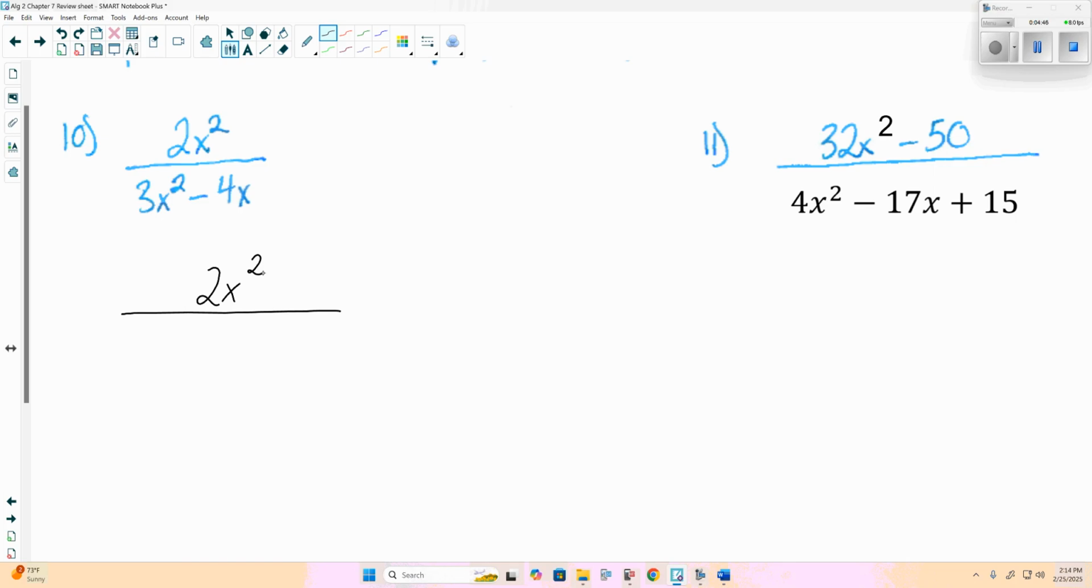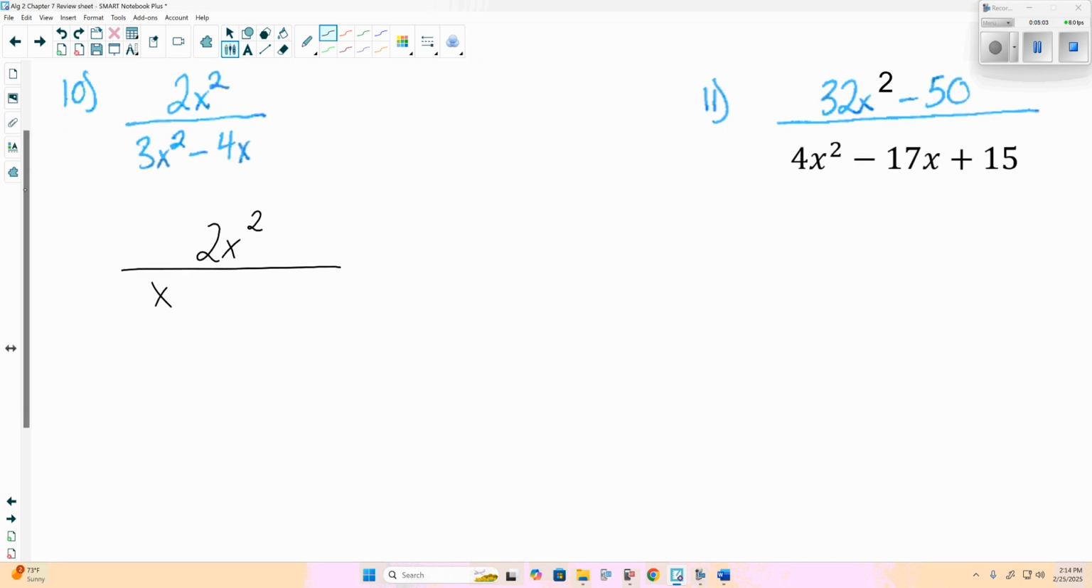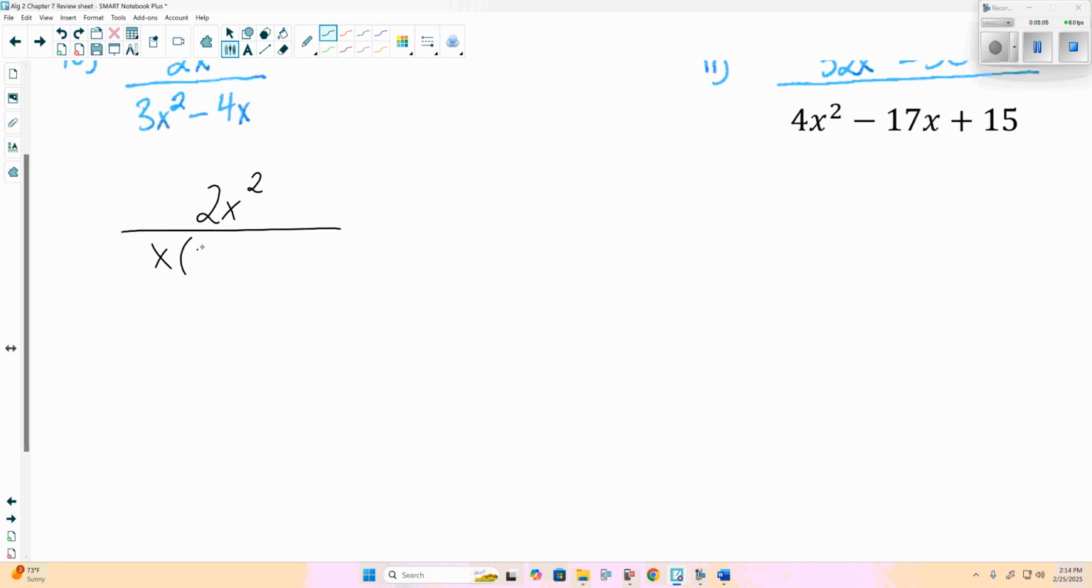On bottom, we have 3x squared minus 4x. Yes, whenever we're factoring, we look for a greatest common factor first. We need to look for the greatest common factor between the two terms, which is indeed x. 3x squared and 4x do have a common factor of x, which we can factor out. And if we factor an x out of 3x squared, we have 3x. And if we factor an x out of 4x, we get 4.